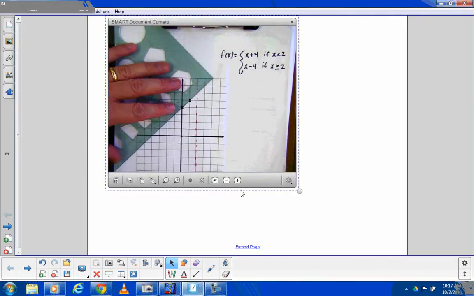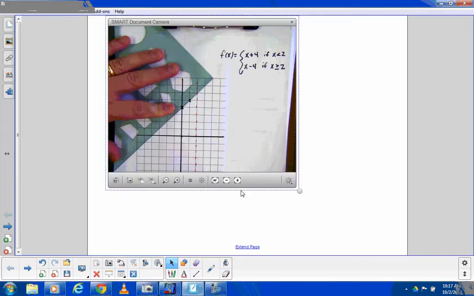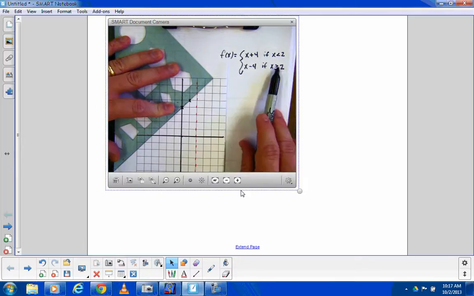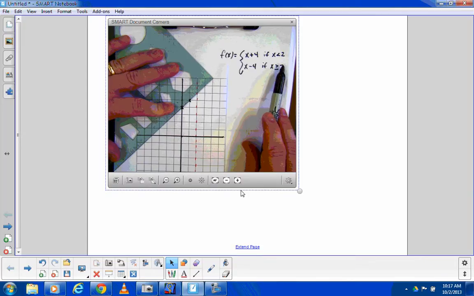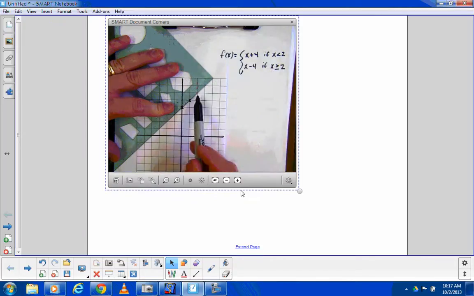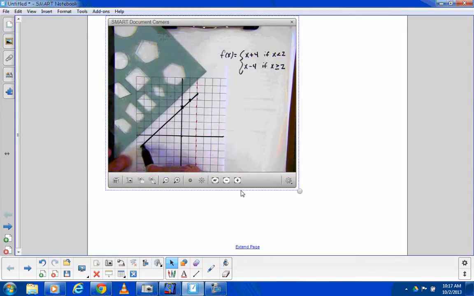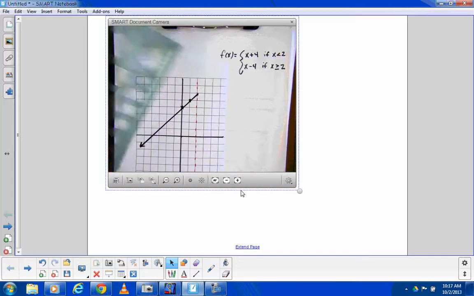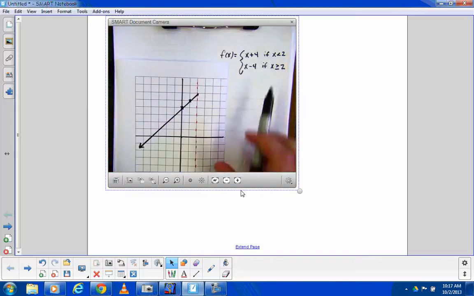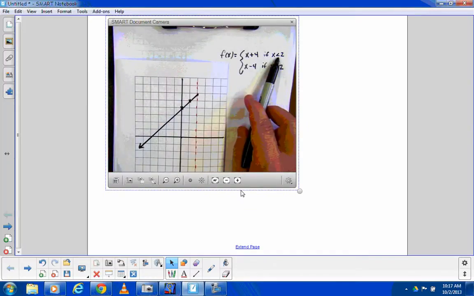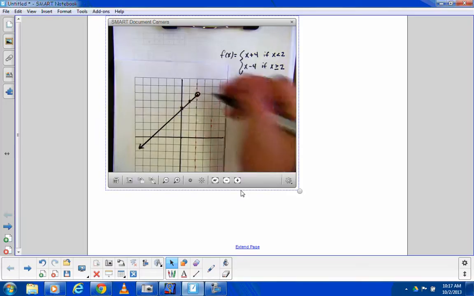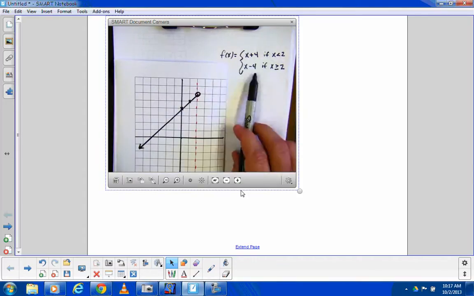Now, when I draw my line to those 2 points, I can't just draw it wherever I want to. It has to be where x is less than 2. So less than 2, this is 2, so it would be only to the left side. That one's just less than 2, so it would be open. Okay. Now let's graph our other one.